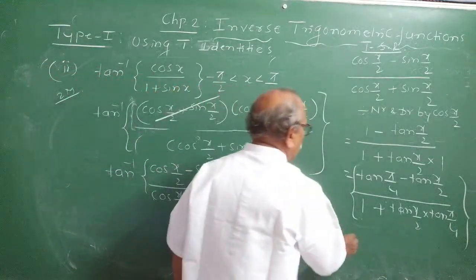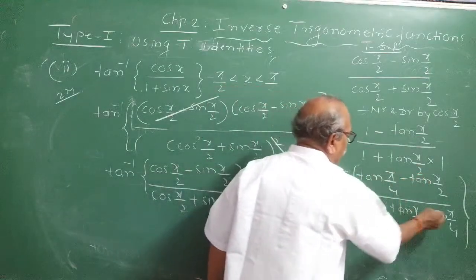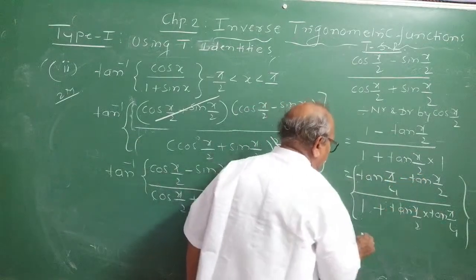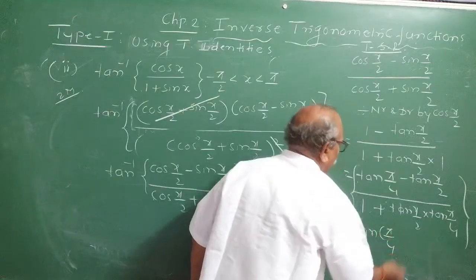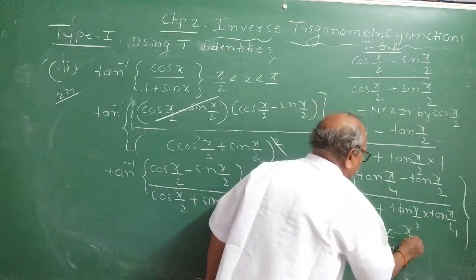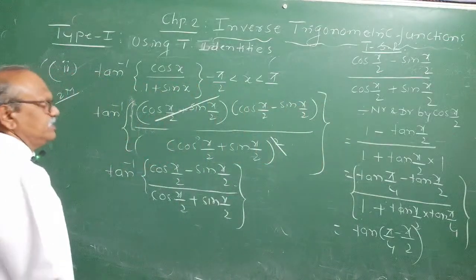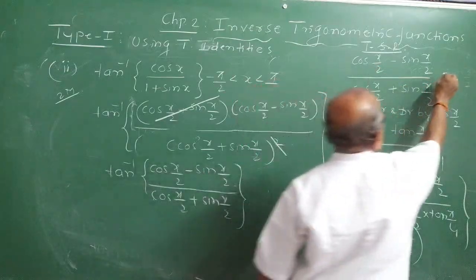Check. We will get here tan A minus tan B upon 1 plus tan A into tan B. Tan A minus tan B upon 1 plus tan A into tan B is nothing but tan(pi by 4 minus x by 2). I hope you got it. This is the time saving result. You can use it directly.